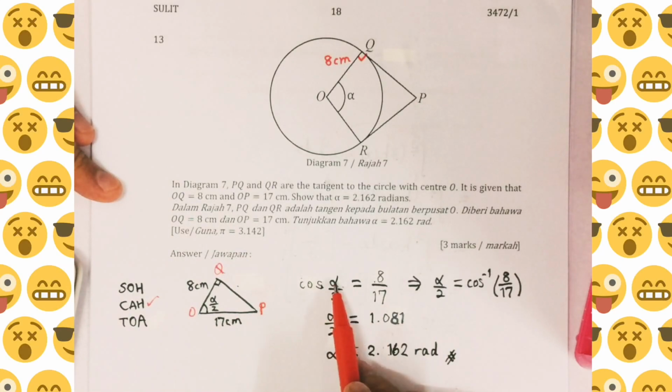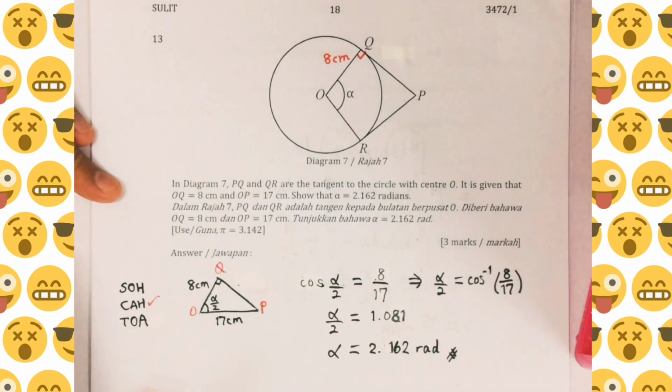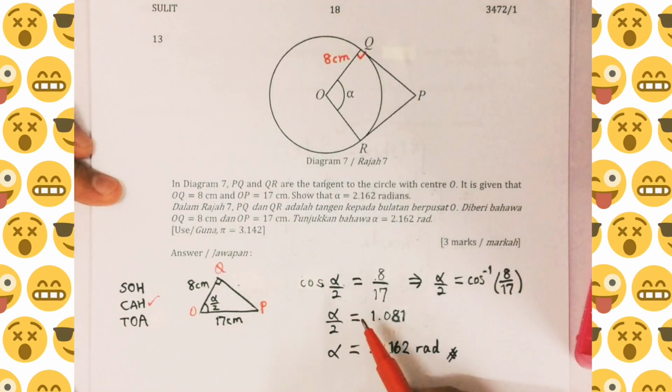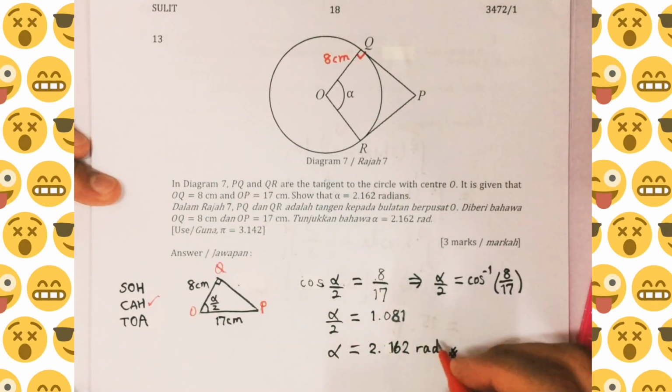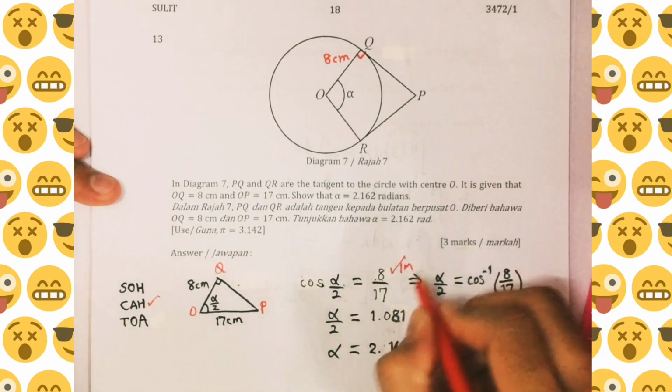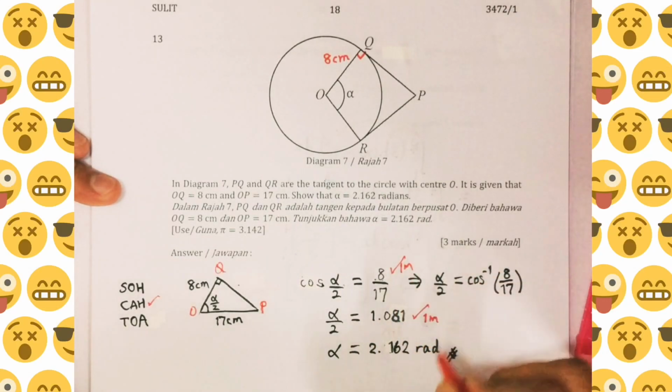So using cos(alpha over 2) = 8/17, you press shift cos. But be careful, you must have your calculator in radian mode. Then you find your alpha over 2, which is 1.081. You bring over the 2, you times 2, and then this is the final answer. So the 3 marks come from here: 1 mark when you shift cos, and the final answer, 1 mark.